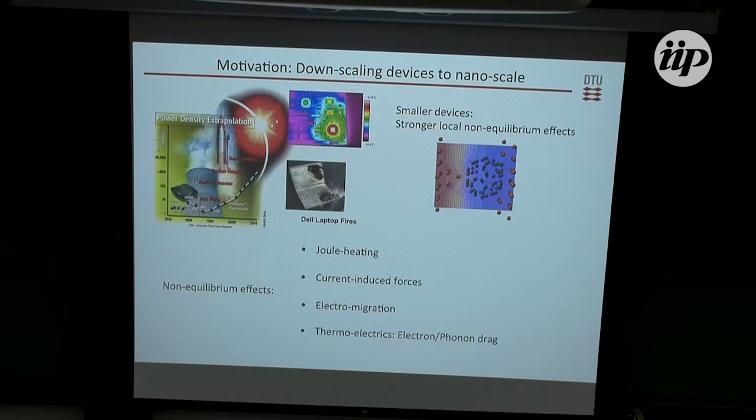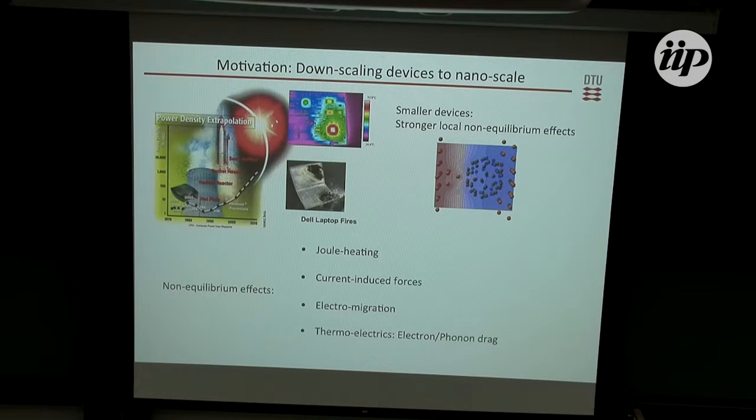So the motivation for this is really the downscaling of electronics. And heating is a very important problem there, and of course heat transport, getting rid of the Joule heating. But if you scale down basically to the molecular scale, this becomes an even bigger problem because you are concentrating the energy very much.